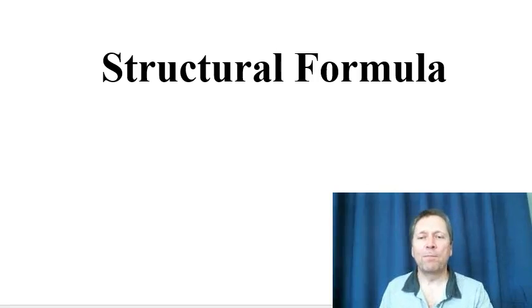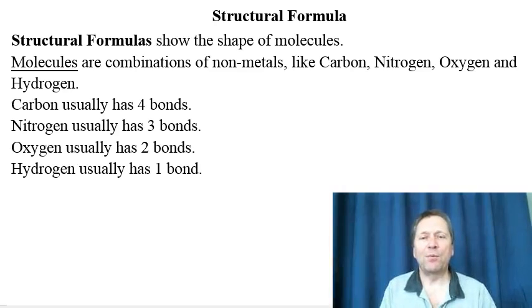Structural formulas show the shape of molecules. Molecules are combinations of nonmetals like carbon, nitrogen, oxygen and hydrogen. Carbon normally has 4 bonds, nitrogen usually has 3 bonds, oxygen usually has 2 bonds, and hydrogen normally has 1 bond. Let's look at how this might work out in practice.